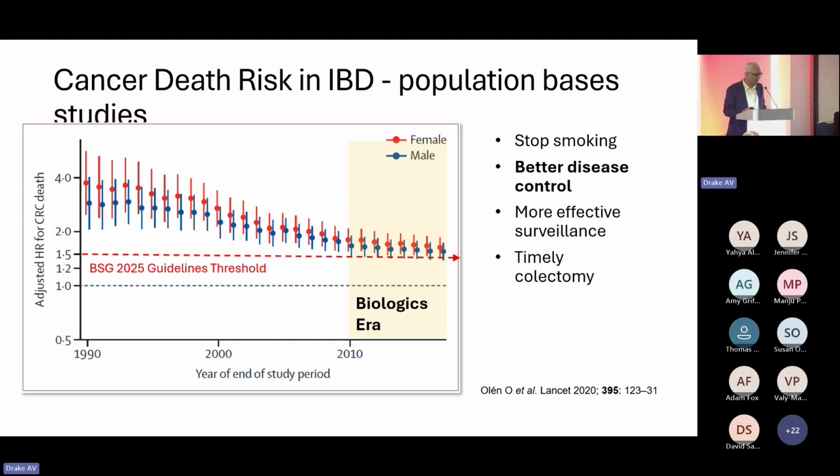And on the right, if you take nothing home, take those few messages home, because these are the things that have helped to reduce that mortality and continue to do so. Ask your patients to stop smoking. We need to achieve better disease control, and I'll talk a bit about why. And more effective surveillance. We'll talk a bit about how the guidelines help us to know what is more effective and how surveillance is more effective, and timely colectomy for those who really need it.